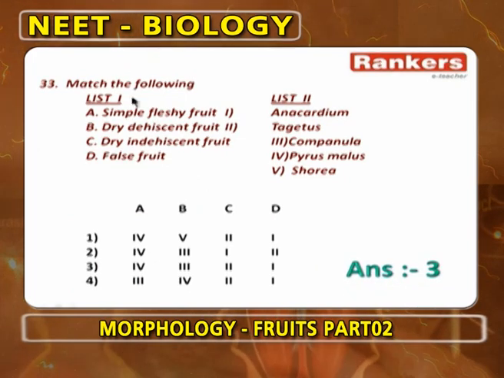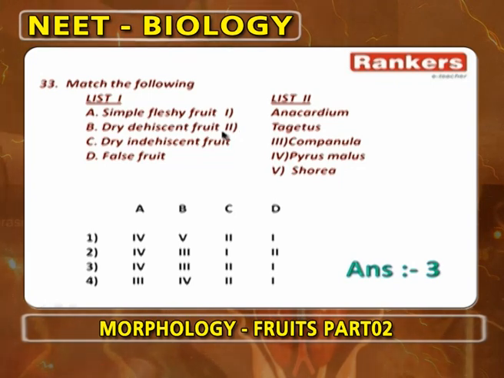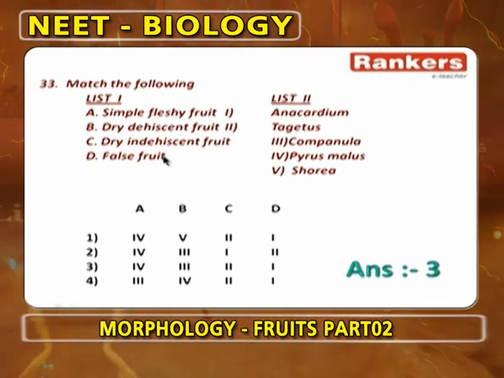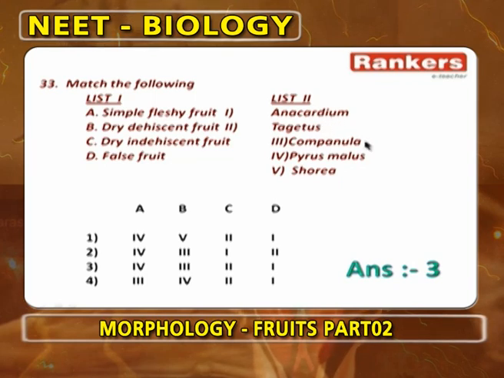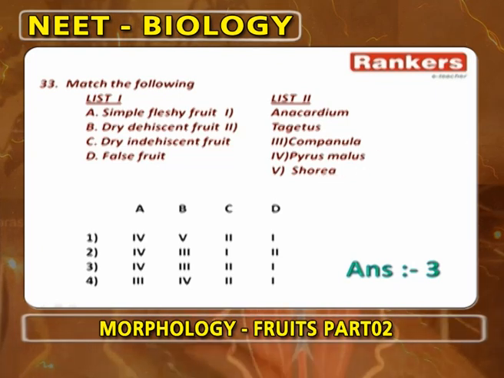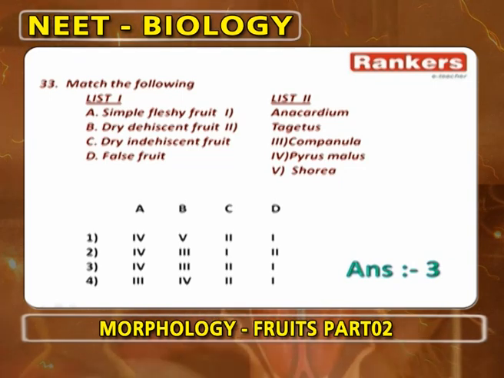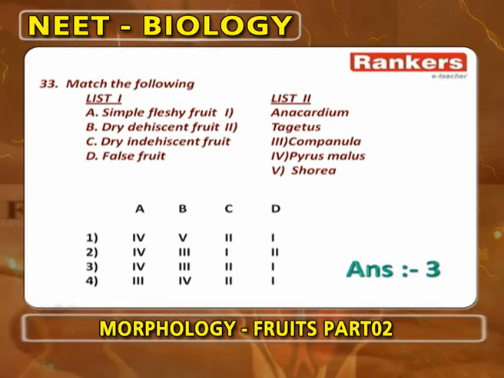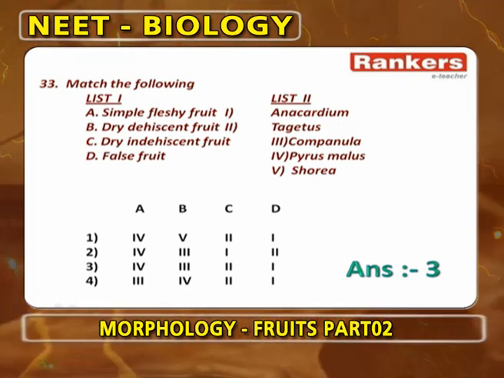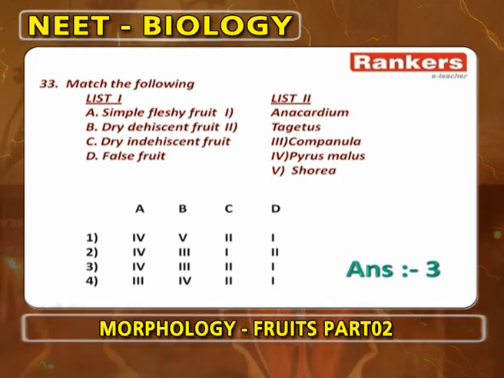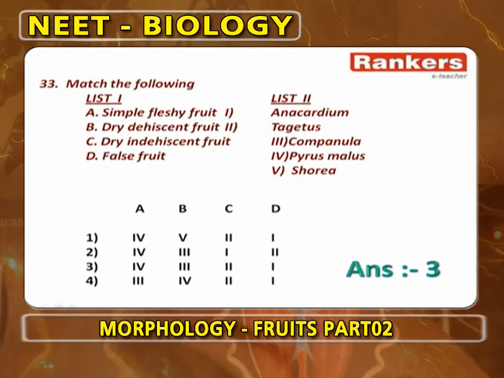Now, a matching question. Simple fleshy fruit, dry dehiscent fruit, dry indehiscent fruit, false fruit. Anacardium, Tagetes, Campanula, Pyrus malus. Simple fleshy fruit is Pyrus malus. Dry dehiscent fruit is Campanula. Campanula shows porous capsule. Dry indehiscent fruit is Tagetes. Tagetes patula has cypsela, which is a dry indehiscent fruit. False fruit is Anacardium. Anacardium occidentale is a false fruit.